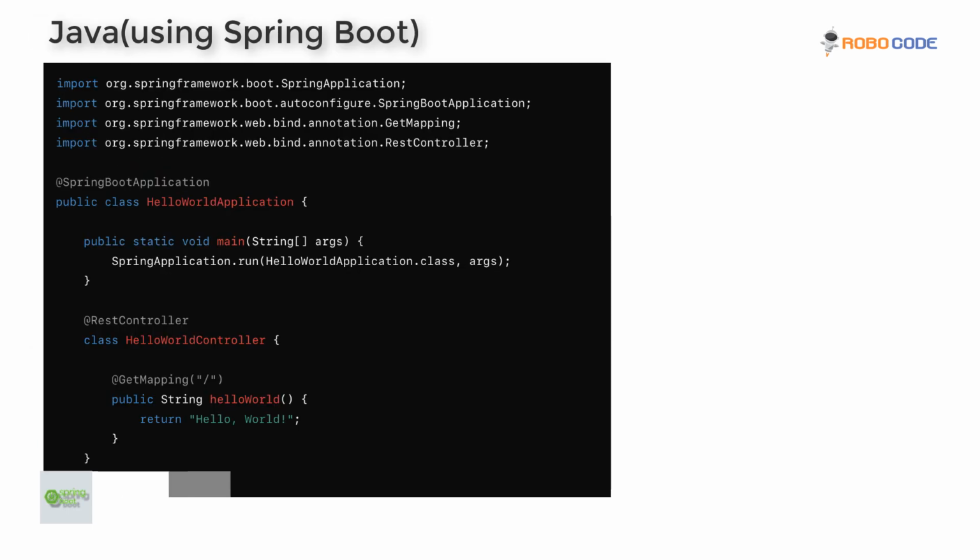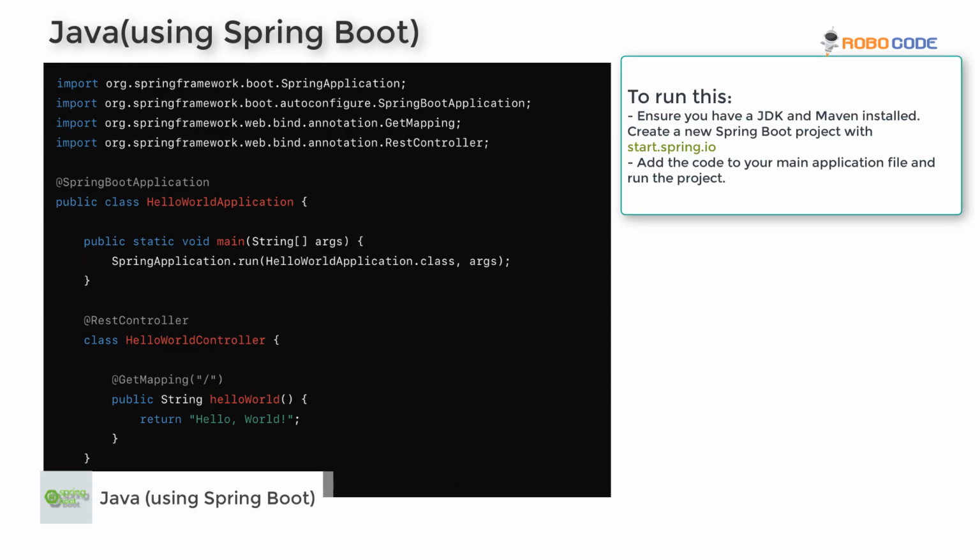Once we have written the code, we need to ensure that we have JDK and Maven installed. Once that is done, create a new Spring Boot project with start.spring.io, add the above code which we have written in the main application file and run the project.